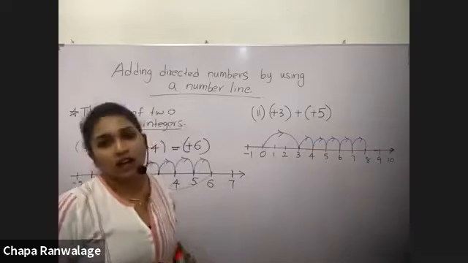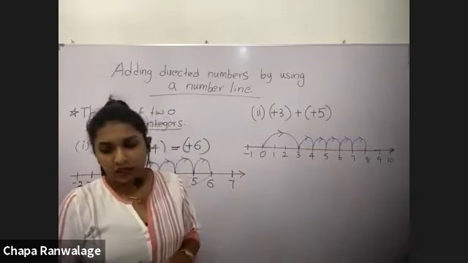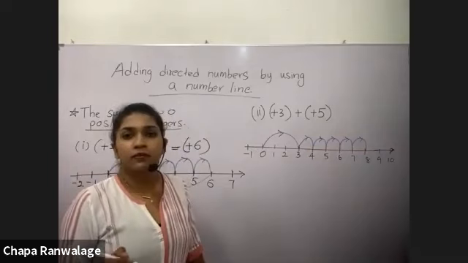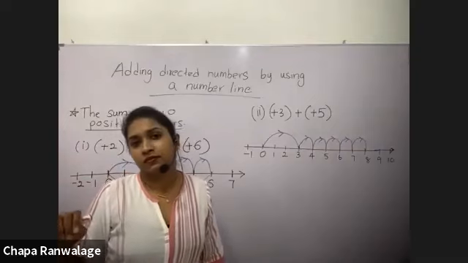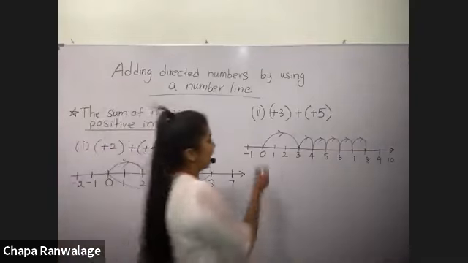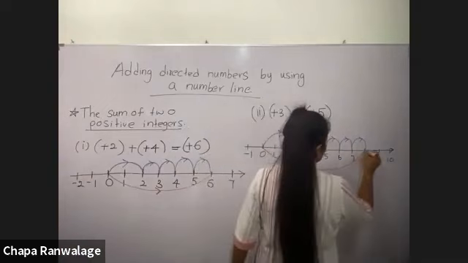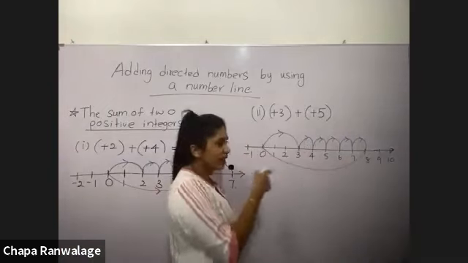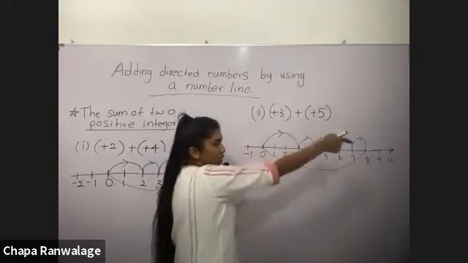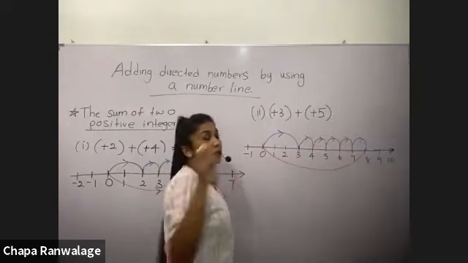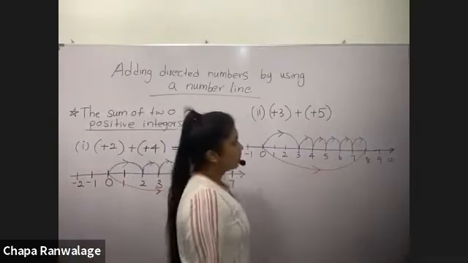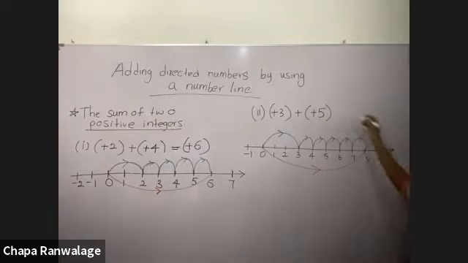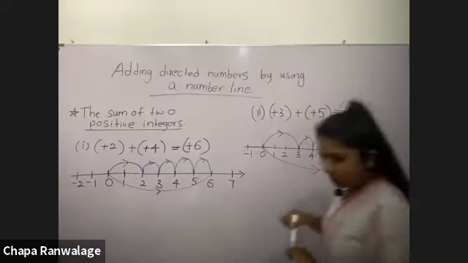Okay. Now finalize your answer. That's my starting point, zero. And that's my ending point, eight. Now connect them. Now, where's my direction? From here to here. I should go right. This is the direction. So, the answer is plus 8. Got it?